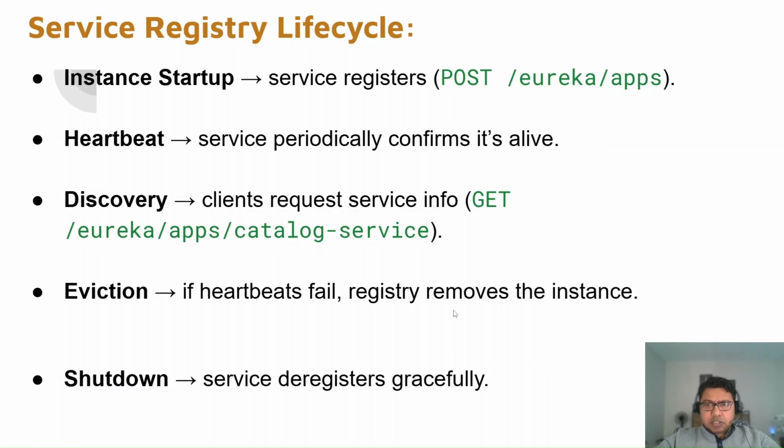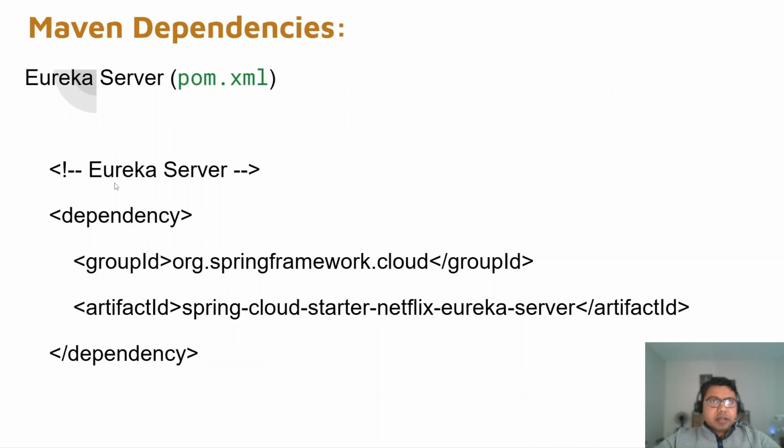If the service is not responding through a heartbeat, eviction will happen. It will remove that instance from the registry. And during shutdown, services deregister gracefully. So if we shut down any of the services, it will automatically deregister itself with Eureka.